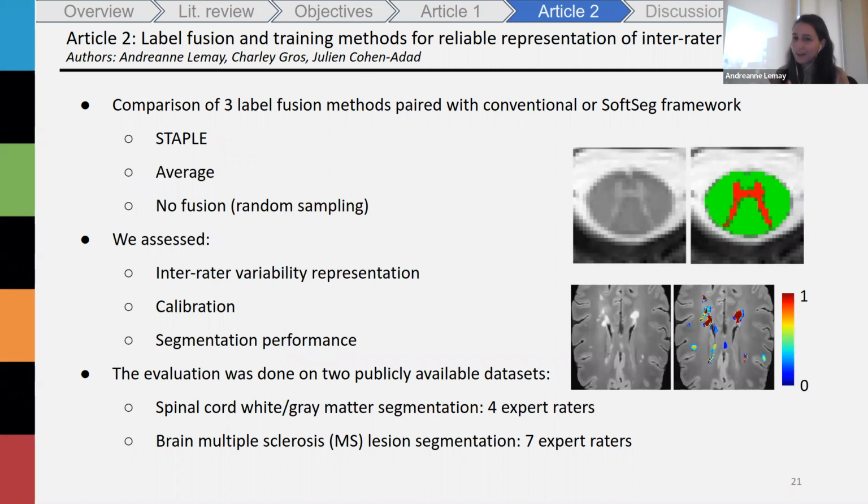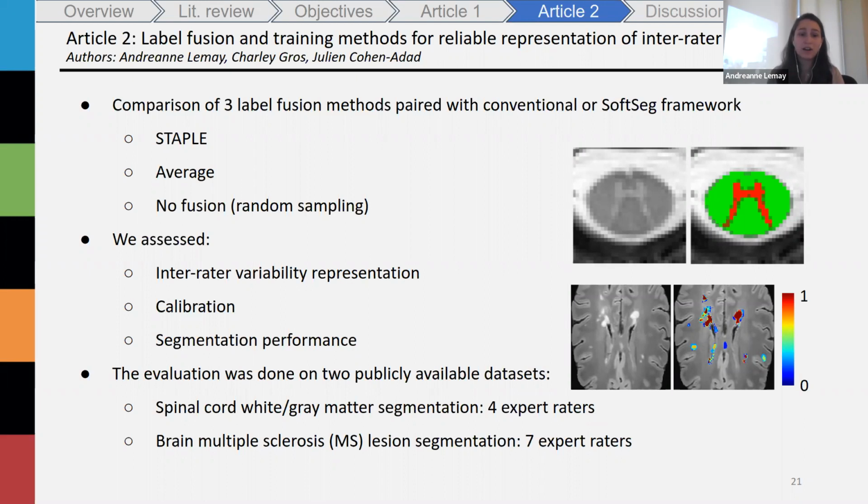So now I'll introduce the second article that I will be presenting: label fusion and training methods for reliable representation of inter-rater uncertainty. In this work, we use only data sets that had more than one annotation per image done by different raters. We wanted to, first of all, compare these different label fusion methods, and pair each of them with the conventional or SoftSeg framework to see which performed better. So we assessed the inter-rater variability representation, the calibration, and of course, the segmentation performance.